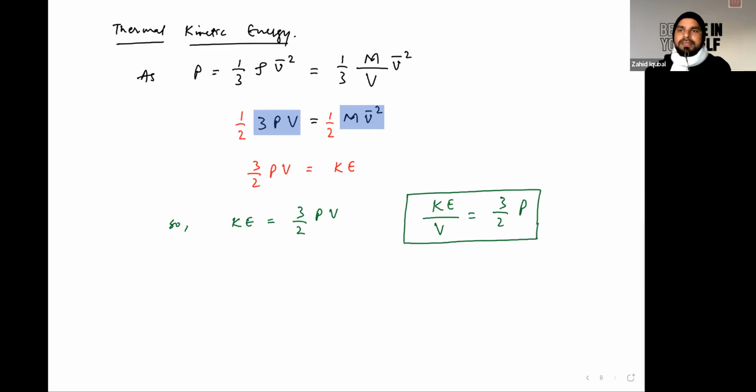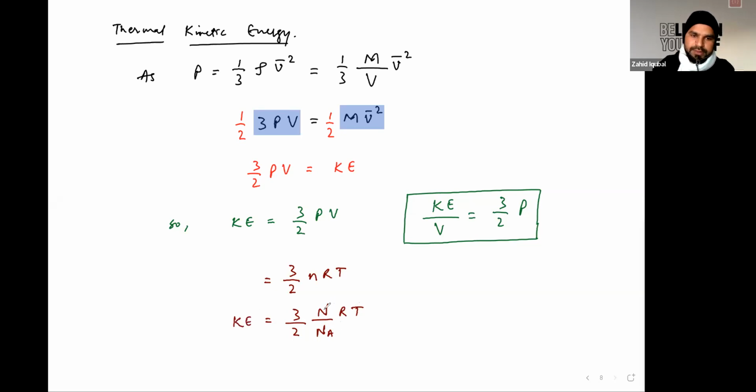Next, if you convert this PV according to the ideal gas equation, PV equals nRT. So it will become 3/2 nRT equals kinetic energy. In this part, n is the number of moles. So you may write the number of moles as number of particles divided by Avogadro number, times R into T, equals kinetic energy.